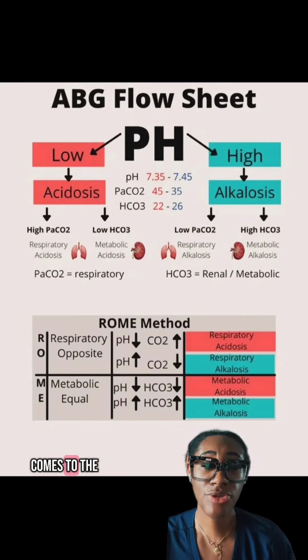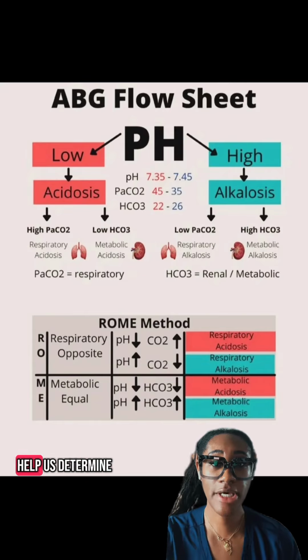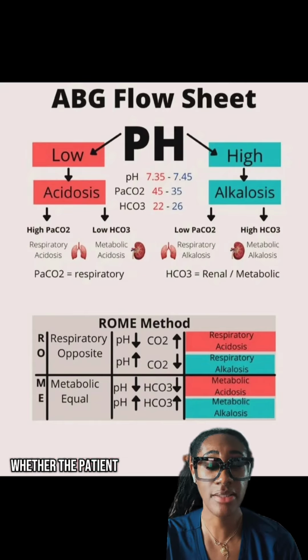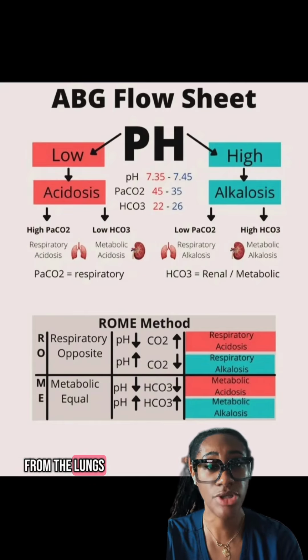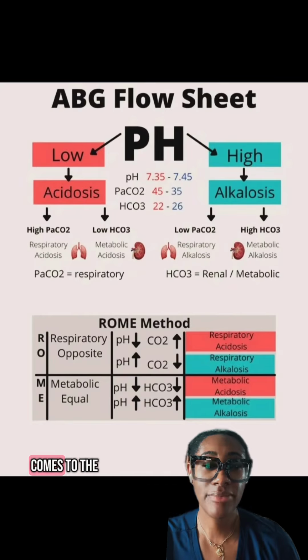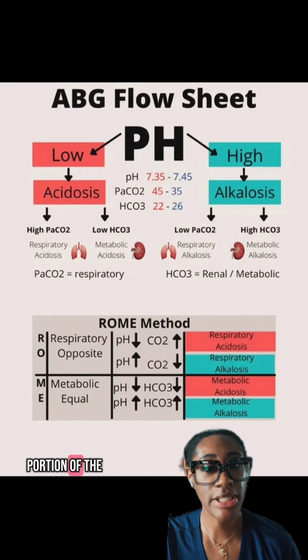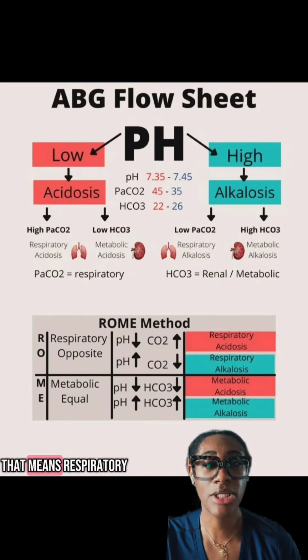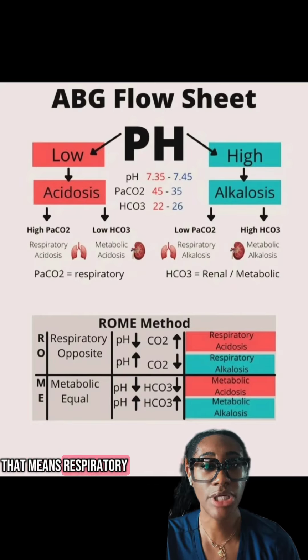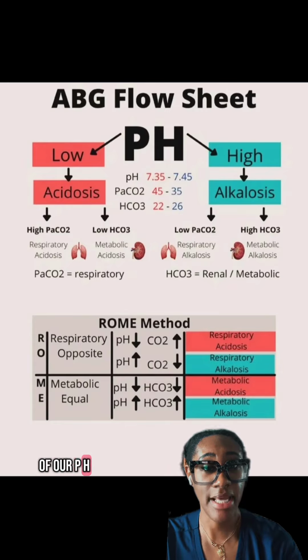So when it comes to the ROME method, it's trying to help us determine whether the patient's condition is coming from the lungs or if it's coming from a metabolic condition. The RO portion of the ROME method means respiratory opposite. Remember, our pH is our star player. So that means that our CO2 levels are opposite of our pH levels.